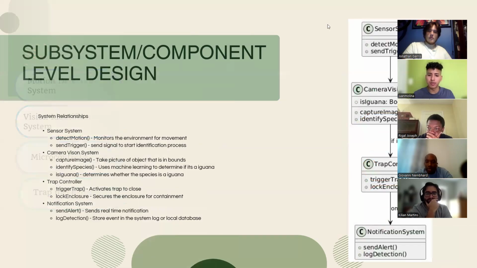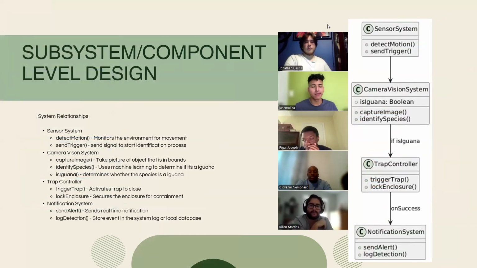So we have our system relationship. This is ideally how we want our systems to interact with each other. The sensor system will first detect motion, then it'll send the trigger to the camera vision system. And then the camera vision system would use the iguana as a key boolean, a crucial decision making step. So make sure it's an iguana, not a squirrel or raccoon or dog or whatever the case may be, strictly iguana, and then it'll capture the image, and then it'll go through our identification process to go through multiple layers of iguanas.